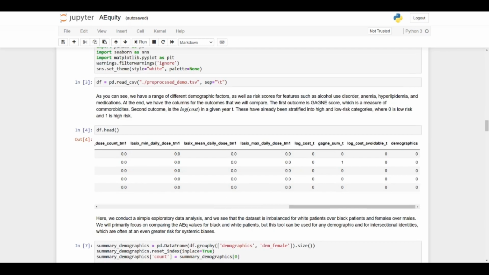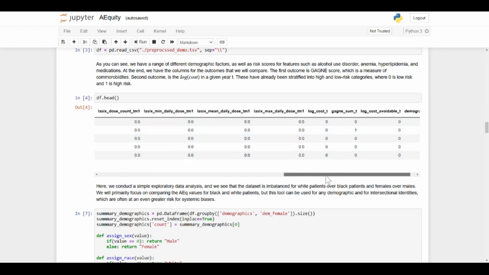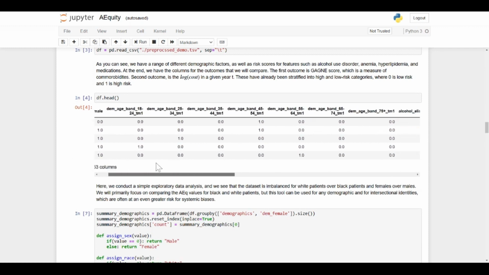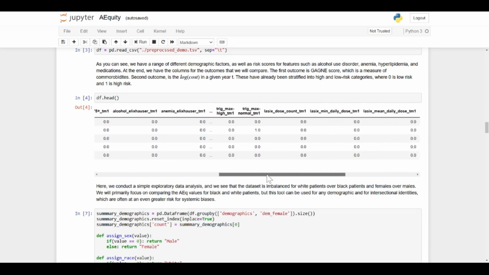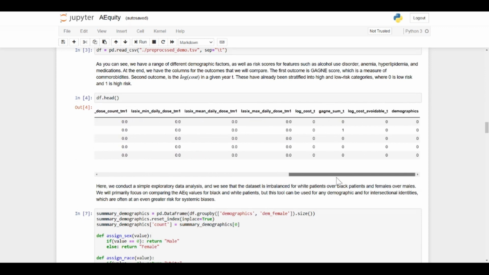So let's actually apply this to the dataset. If we look at the Obermeyer dataset, we can see that there are a bunch of different demographic variables, as well as comorbidity variables, such as alcohol and anemia, triglycerides, as well as medications, such as Lasix. Then we see the three outcome variables here. We'll be focusing on log cost, and we'll be comparing that to Gagne score, which is a measure of comorbidities.